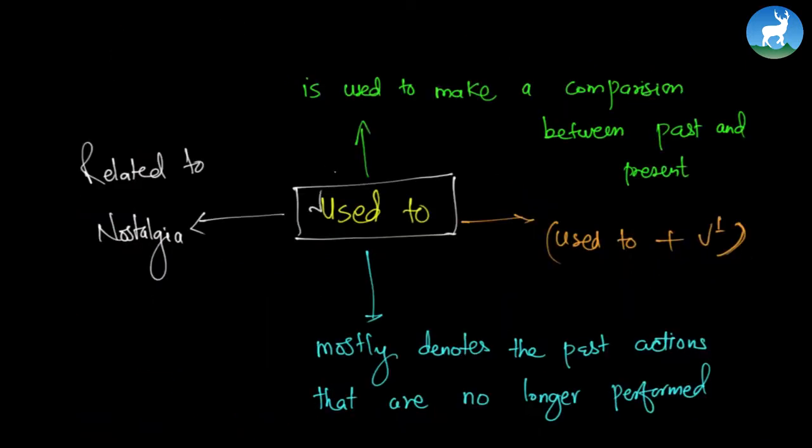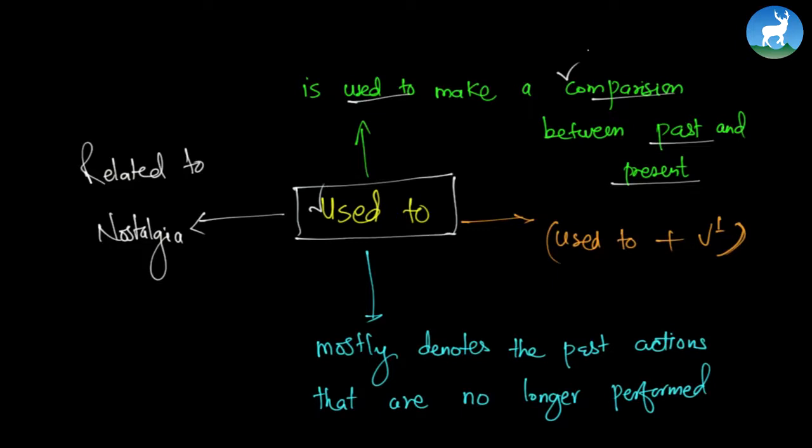So used to is used to make a comparison between the past and present. So you're trying to make a comparison between past and present. I used to do things like these in the past, and now I do things like these. Like I used to drink a lot of milk, now I drink a lot of Fanta. So that is the comparison.